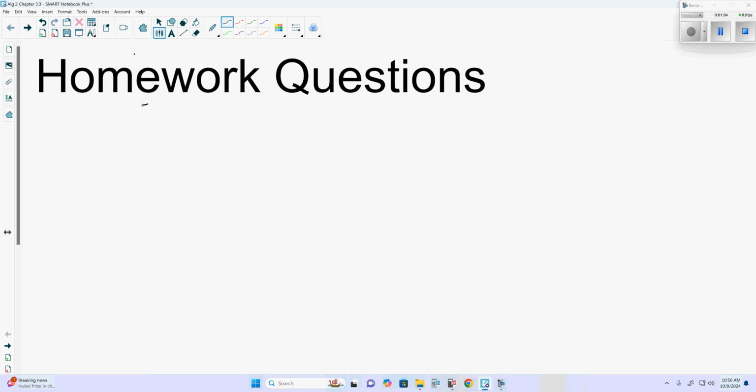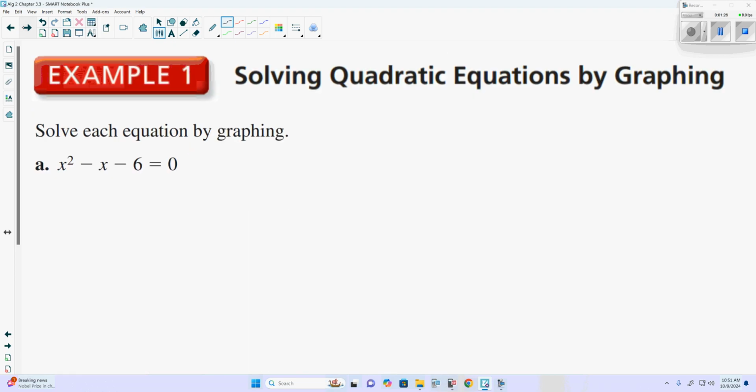Questions on the homework before we get started? All right, so the first thing we're going to be doing today is picking up where we left off, because with 3-3, the first thing we started off doing is solving by graphing. Because we can graph these functions here, and whenever they cross the x-axis, whatever values of x make the y value be 0 are our solutions. And we went through these here.